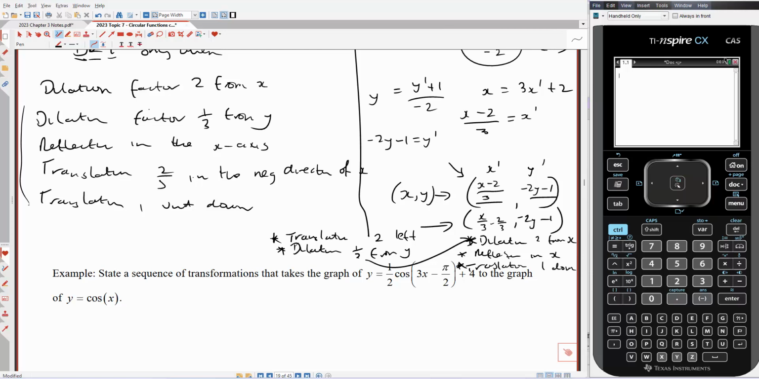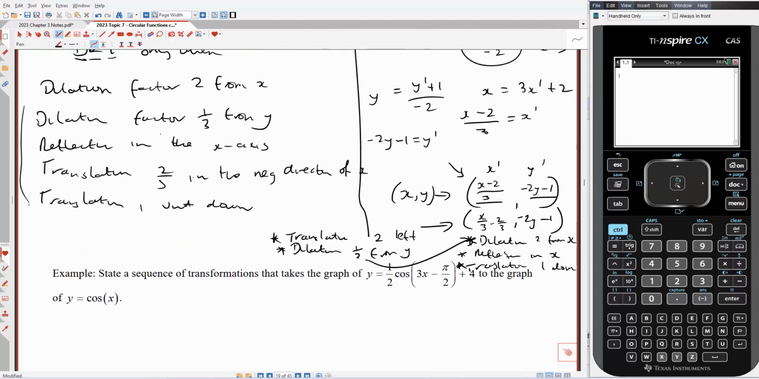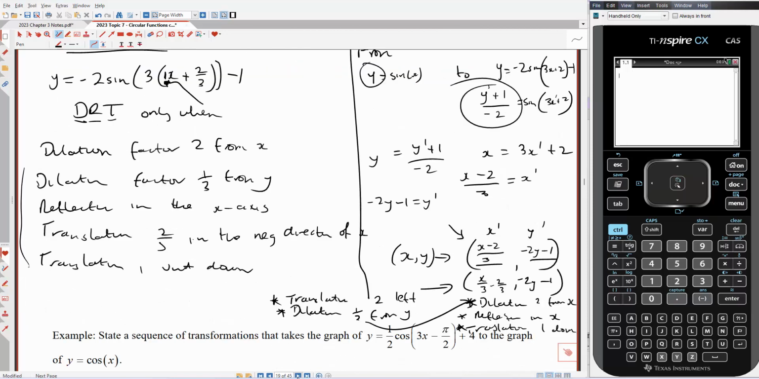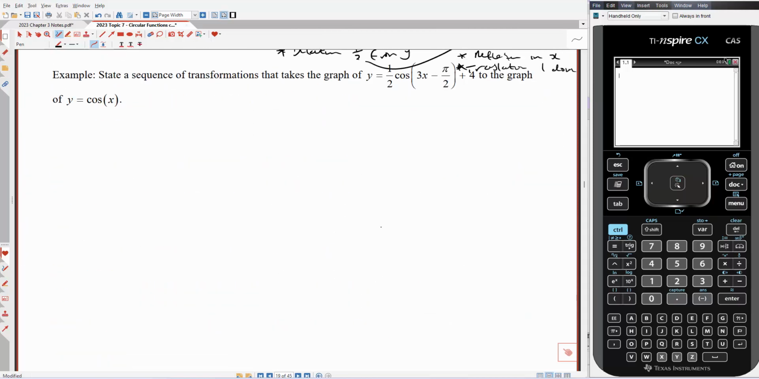So again, the transformations you get are highly dependent on your algebra and the process that you use. Notice again, I'm banging on about this, but it says a sequence, not the sequence, which means that the transformations can vary. As long as it works, it's fine. State a sequence of transformations that takes this to this.